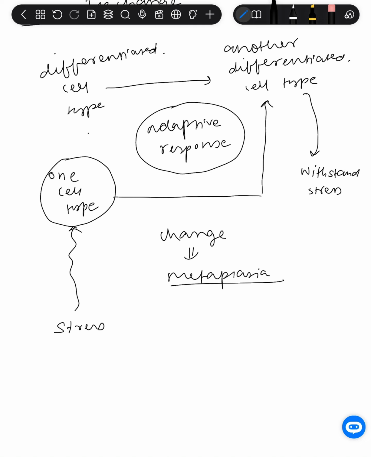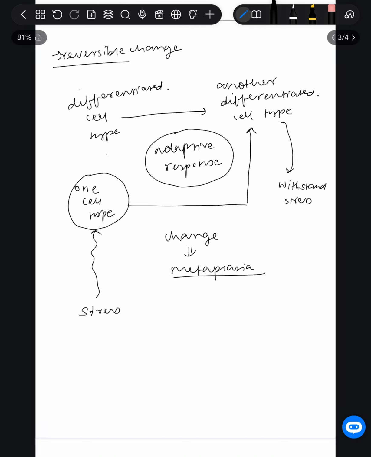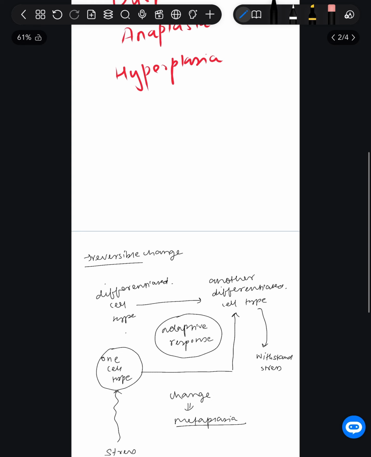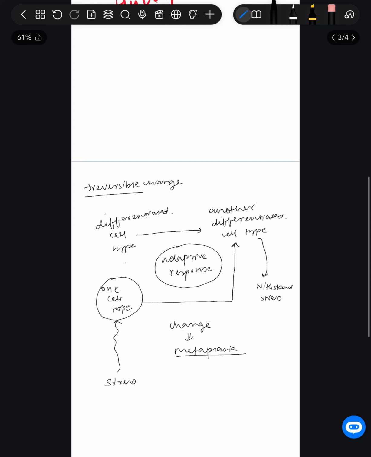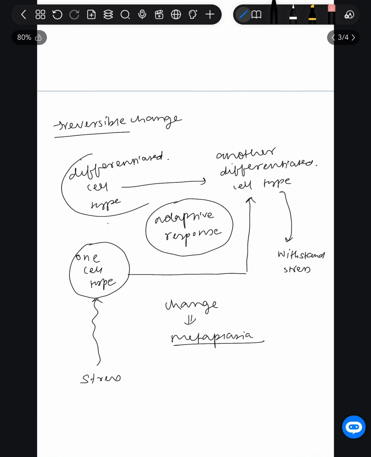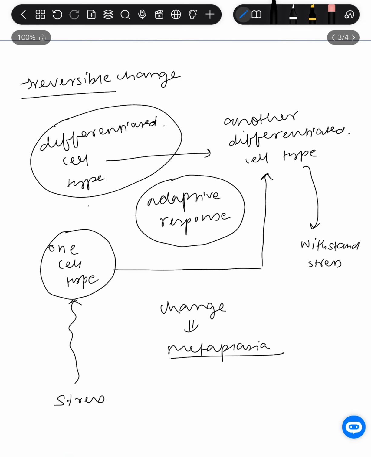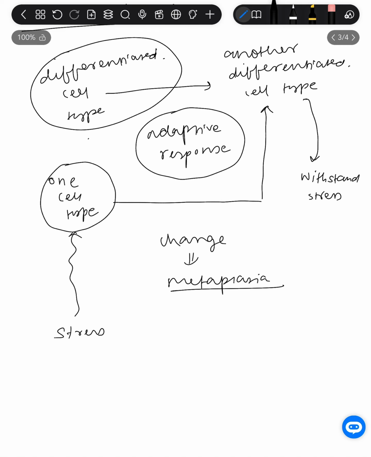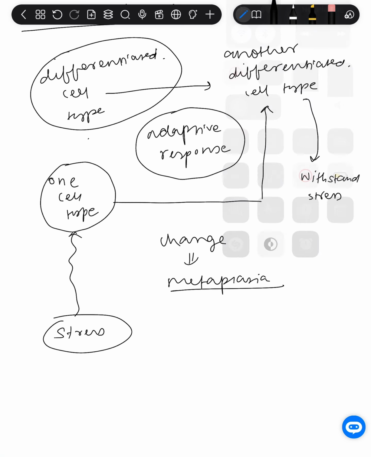You understood the basic mechanism of metaplasia. So we are discussing metaplasia first. I said it is a reversible change in which one differentiated cell type is converting into another differentiated cell type, because there was some stress and this cell type was not able to withstand that stress, so it changed into another differentiated cell type which could withstand the stress.